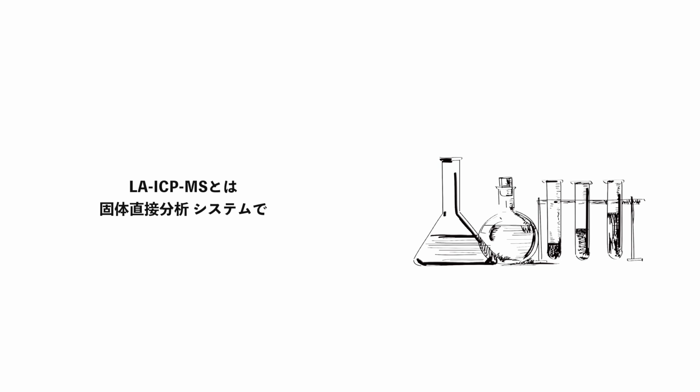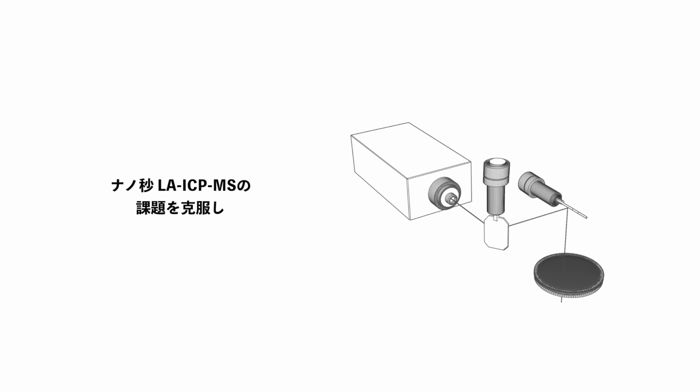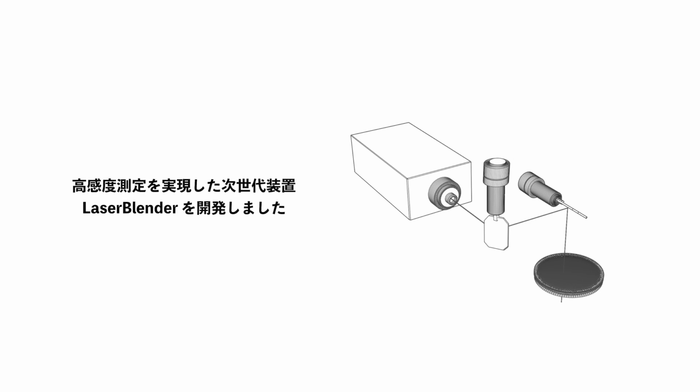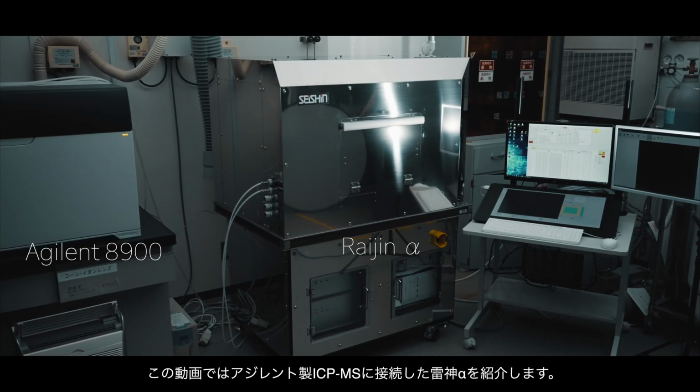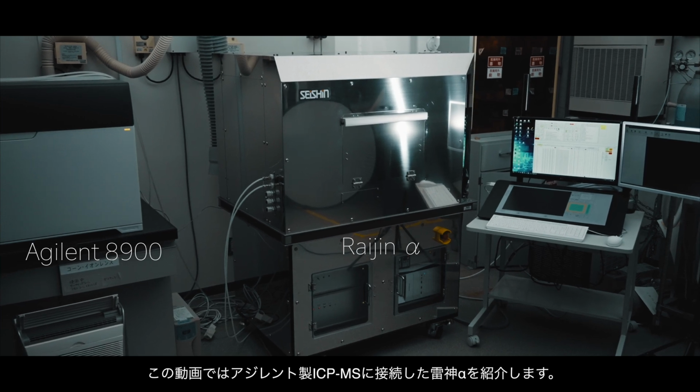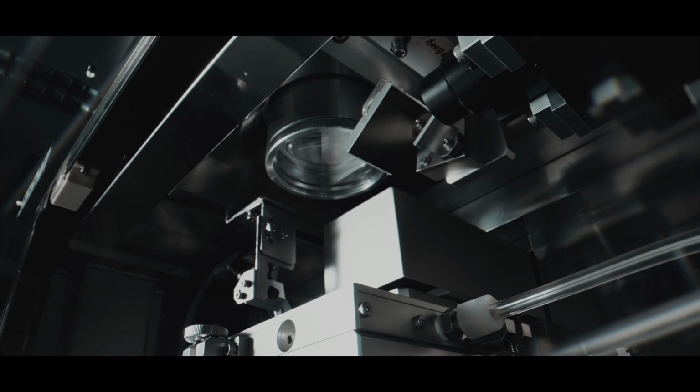Laser ablation ICP-MS is a system that allows direct analysis of solid samples, eliminating the need for pretreatment with solution. We overcame the challenges of nanosecond LA-ICP-MS and developed the next generation machine capable of high sensitivity measurement, the Laser Blender. The Laser Blender series has two models, Region Alpha and Ryugen. In this video, we will take a look at our demo system, which combines Ragen Alpha and Agilent ICP-MS.